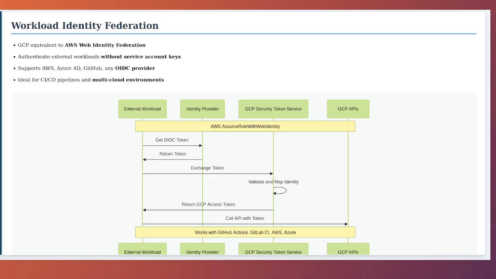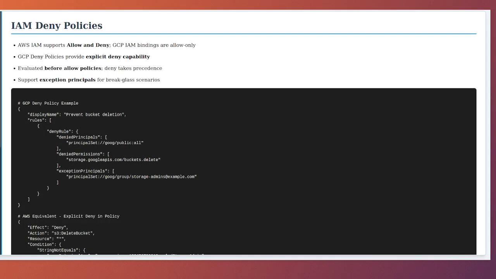This is more secure because there are no long-lived credentials to leak. IAM deny policies. One of the most significant differences between AWS and GCP IAM is how they handle explicit denies. AWS IAM policies support both allow and deny effects. If any policy denies an action, the action is denied regardless of any allow statements. This is the explicit deny principle in AWS.